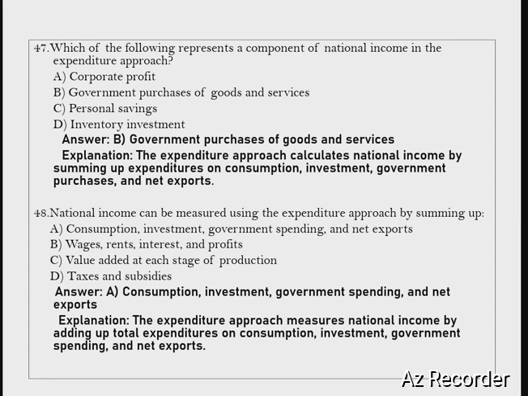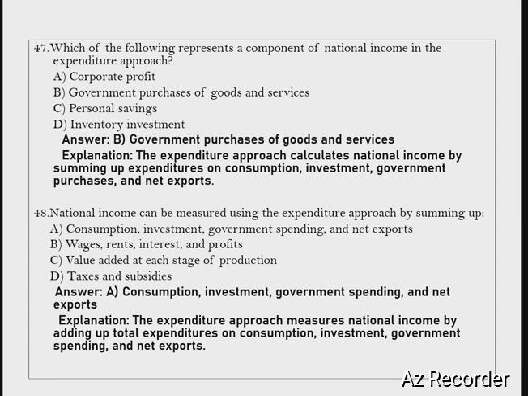Next question: which of the following represents a component of national income in the expenditure approach? Option A corporate profit. Option B government purchases of goods and services. Option C personal saving. Option D inventory investment. Correct answer is option B. Its explanation: the expenditure approach calculates national income by summing up expenditure on consumption, investment, government purchases and net exports.